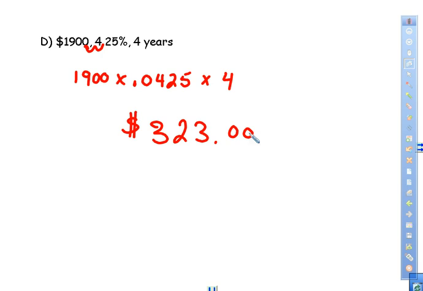Okay? Questions on that? And again, this could be a loan that you're paying on, the $323 that you pay on that loan, or if you had the $1,900 in the bank for 4 years, you would earn $323 over that 4-year period of time at a 4.25% interest rate.